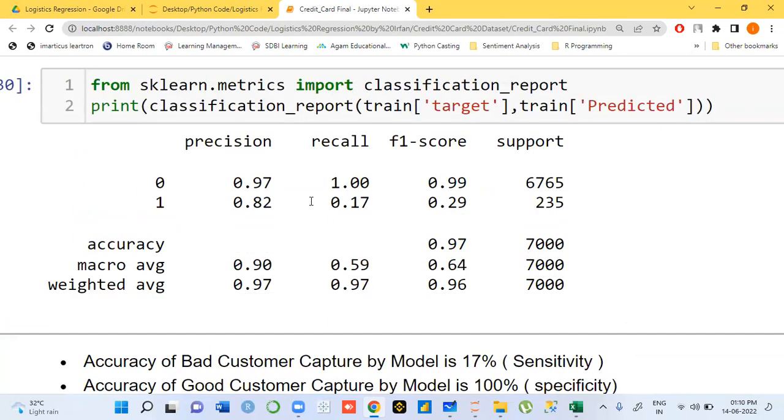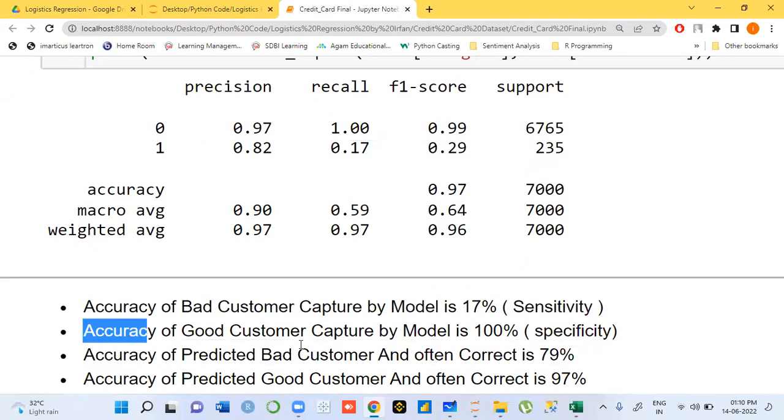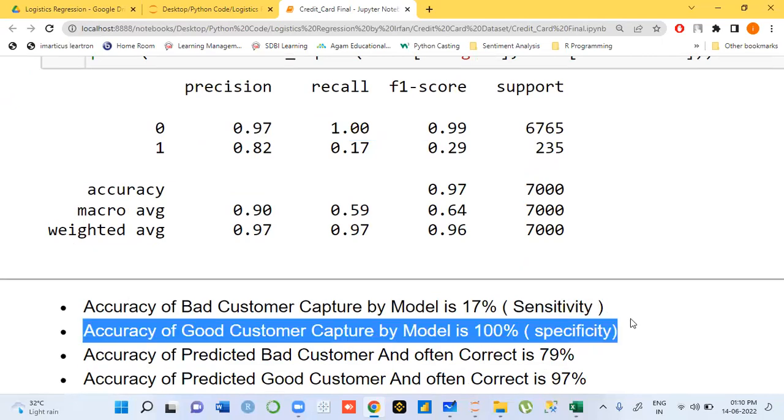What is the definition of it? Now, good customer notation is what, guys? 0. So look at the recall. Look at the good one. What is the answer we have? 1. Because specificity is 100%. Clear? So if you make a classification report, by default you get sensitivity, specificity, and accuracy.